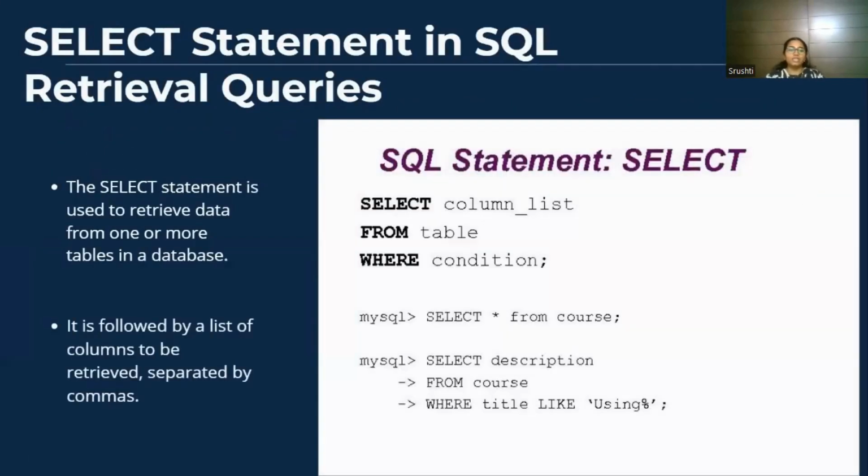Now let's learn about the select statement in SQL queries. The select statement is used to retrieve data from one or more tables in a database. It is followed by a list of columns to be retrieved, separated by commas. For example, this is the select statement syntax: SELECT column list, that is the column names, FROM table, the table name which you have created. WHERE is optional; you can use a where condition or having condition or limit condition, whichever is required for you.